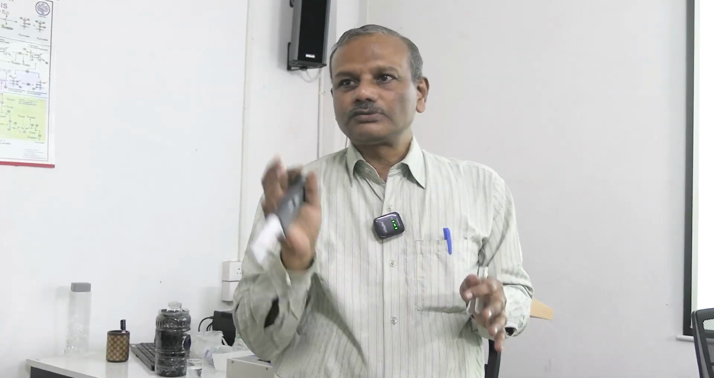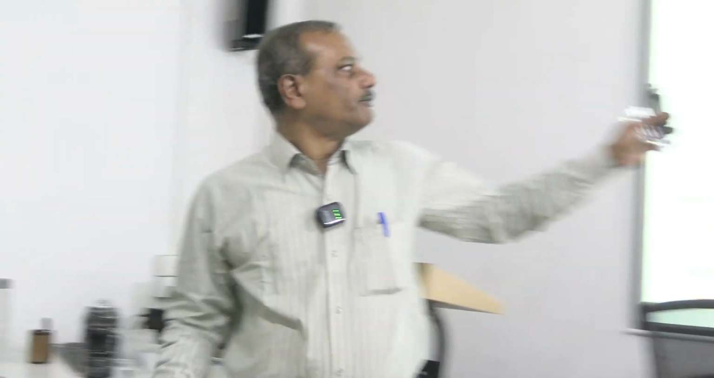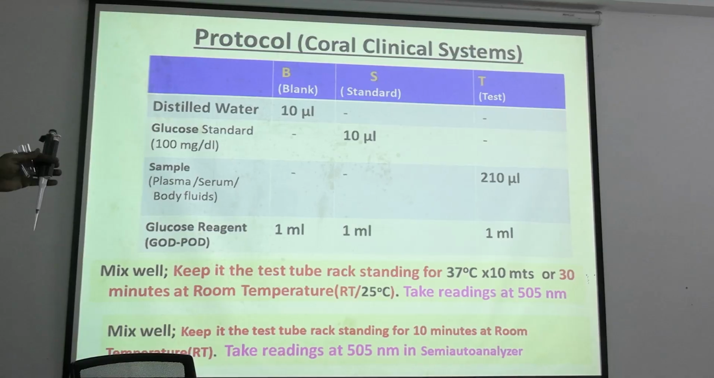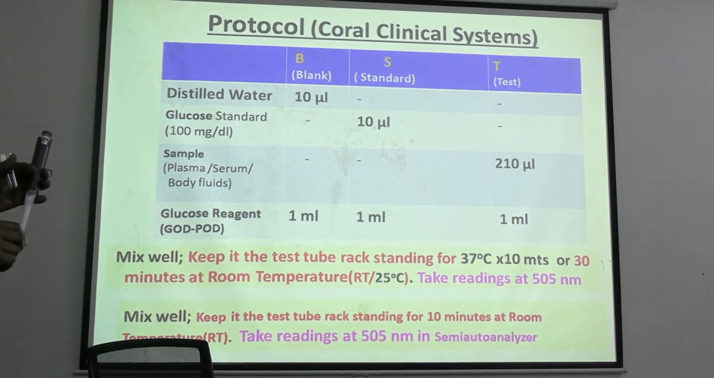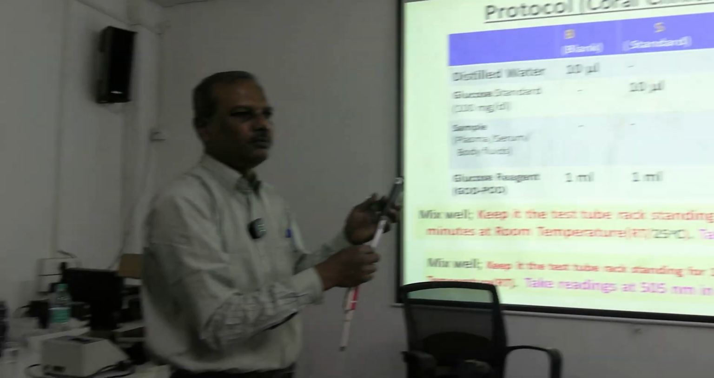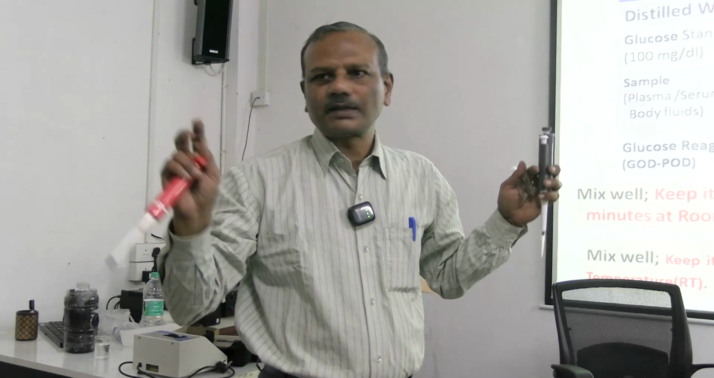Only thing is that there must not be any contamination. Then you can add this one also, the way it has been written. First you take S and B, and then you add 10 microliter of distilled water in B tube, because B tube doesn't have anything. It is only distilled water, means it doesn't have any biochemical reactants in it.